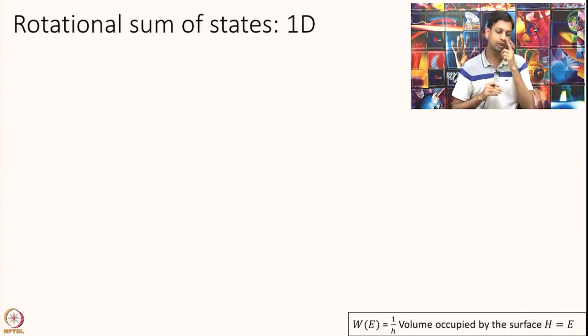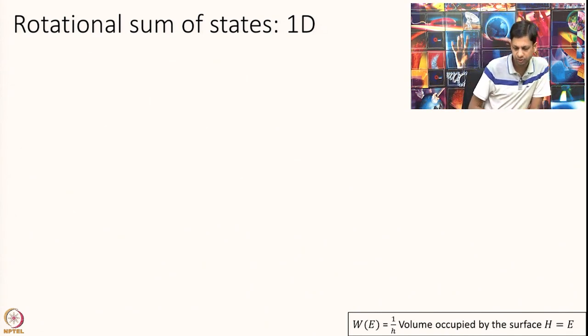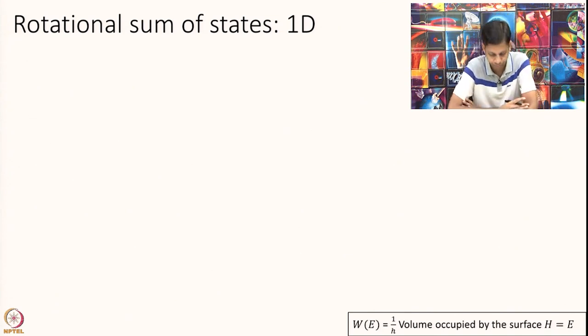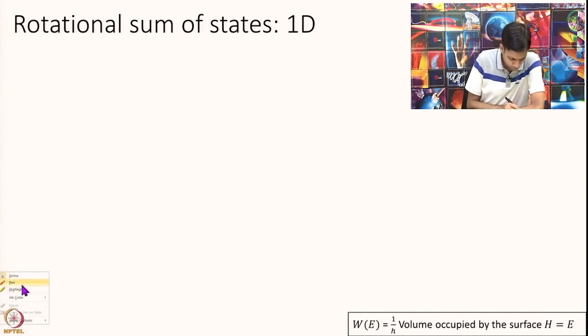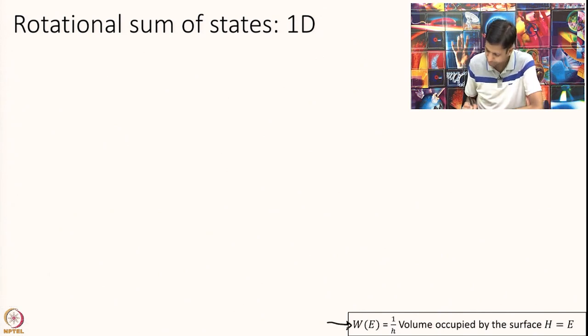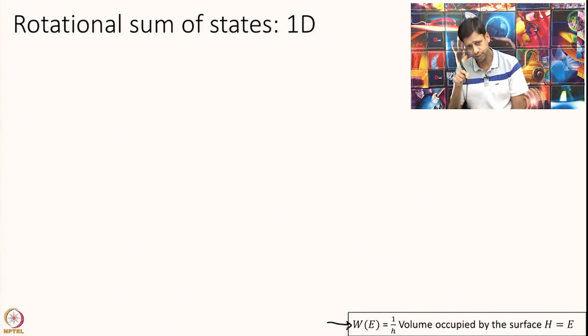So, I will show you today, let us start out by looking at this rotational density first. Okay. So, let us look at it in 1D, 3D is the same concept, the math just becomes slightly harder. So, we will do 1D here. So, what we have to do is calculate W of E first, and W of E is nothing but 1 over h times the volume occupied by the surface H equal to E.